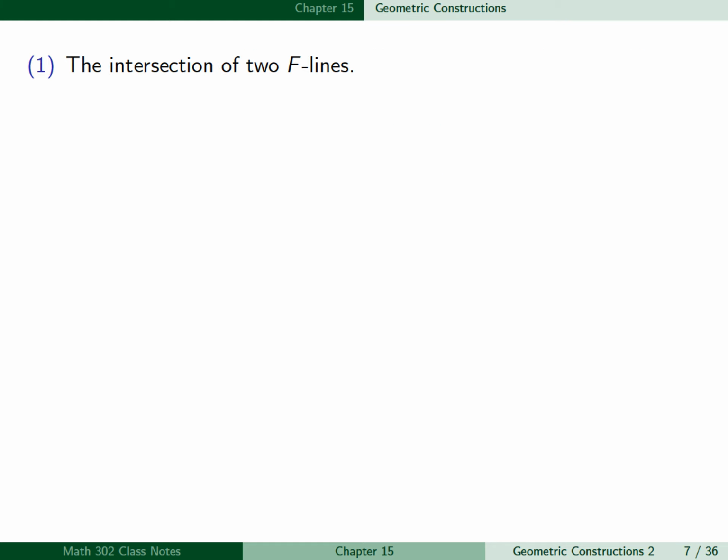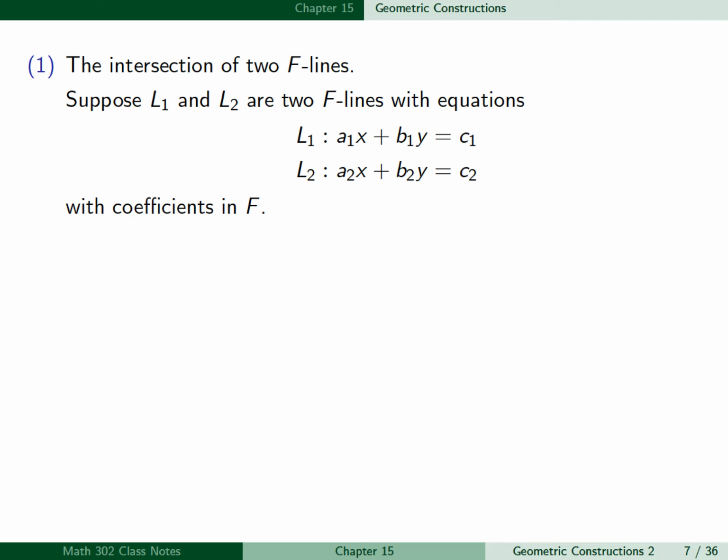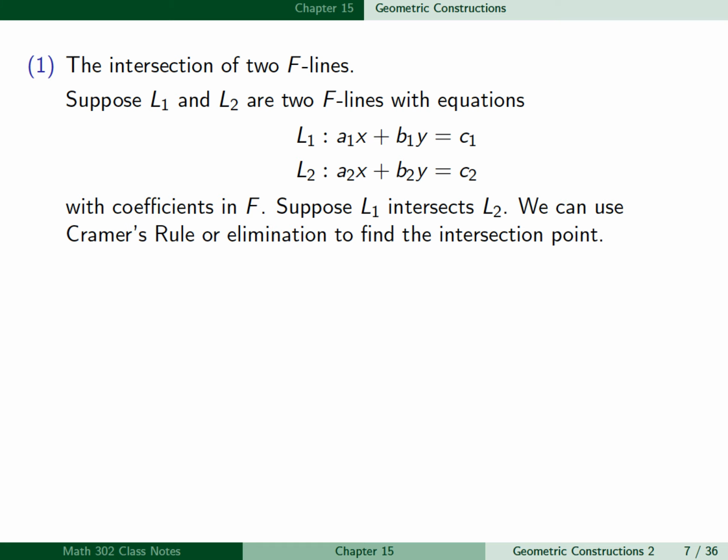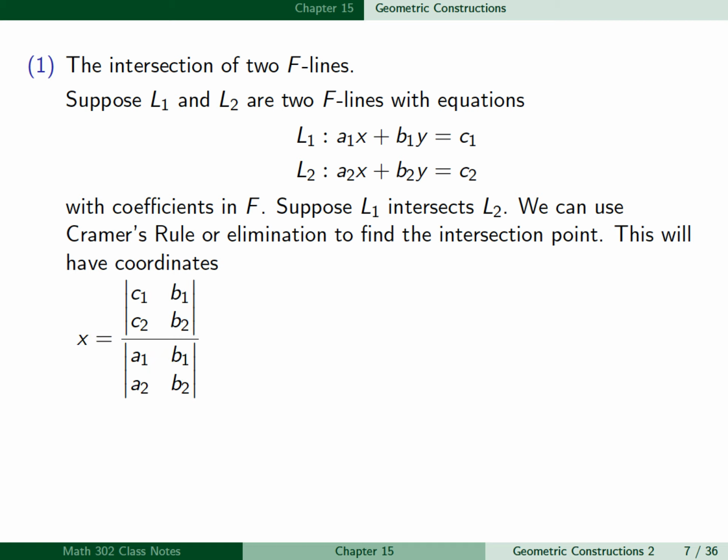So we'll start with the intersection of two F-lines. Let's suppose that L1 and L2 are two F-lines with equations a1x plus b1y equals c1 and a2x plus b2y equals c2 with coefficients in F, and let's suppose that L1 intersects L2. We can use Cramer's rule or elimination to find the intersection point. Using Cramer's rule, x will be the determinant of (c1, b1; c2, b2) over the determinant of (a1, b1; a2, b2). And this is (b2 c1 minus b1 c2) divided by (a1 b2 minus a2 b1).